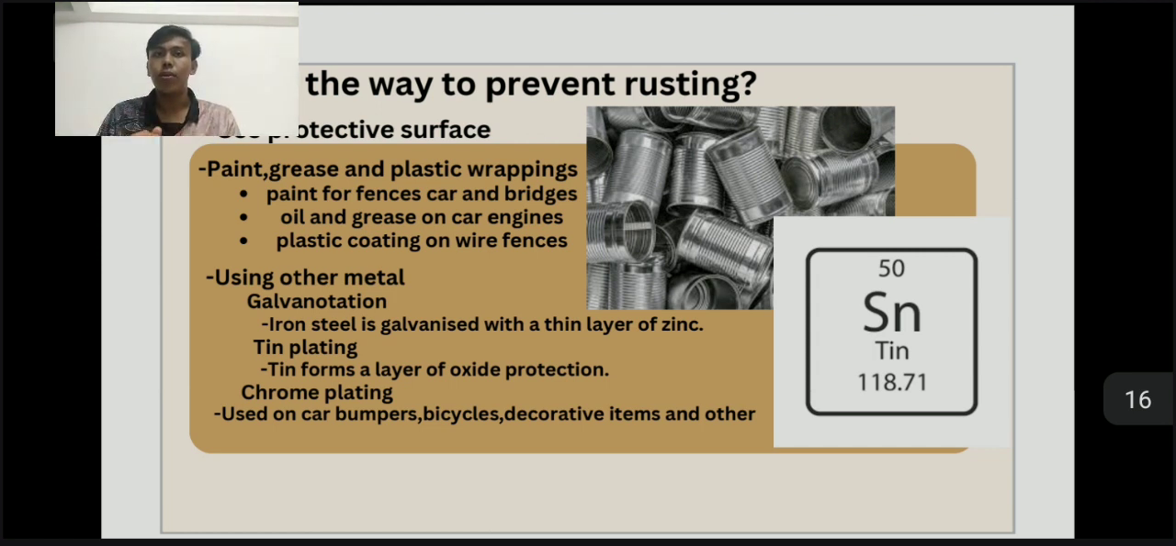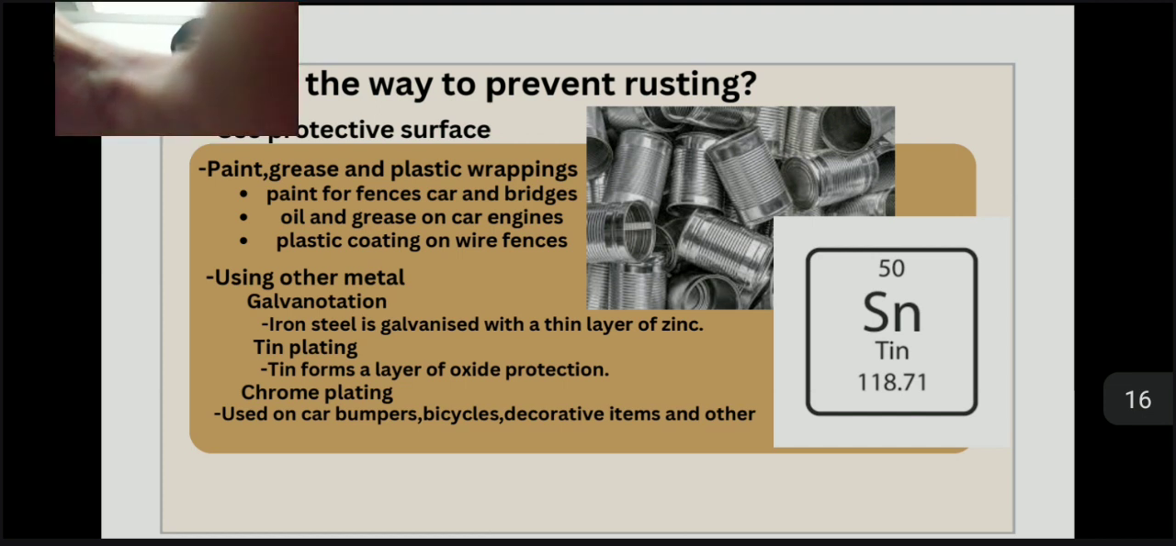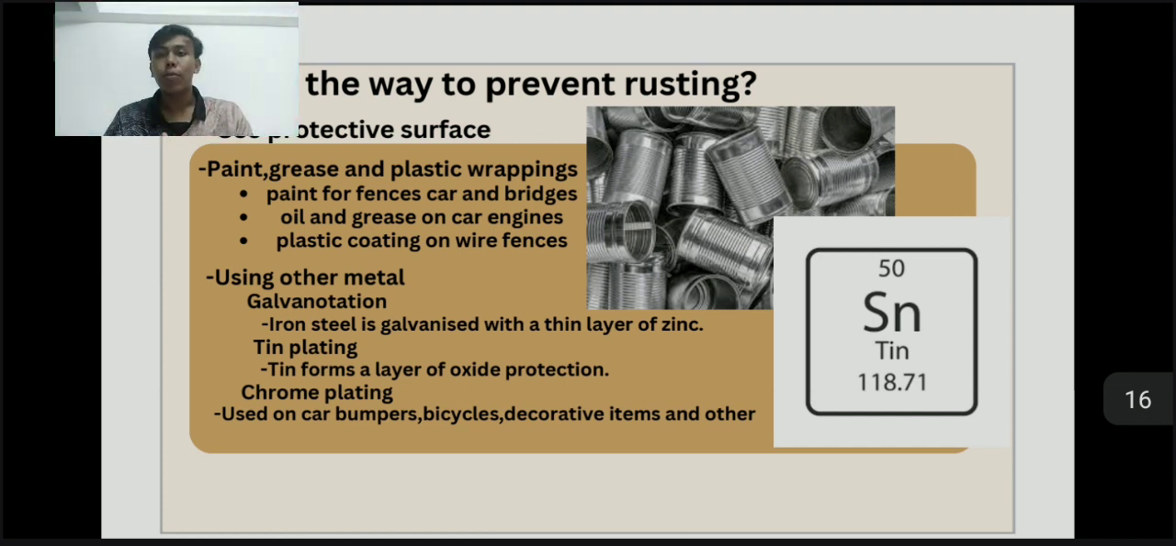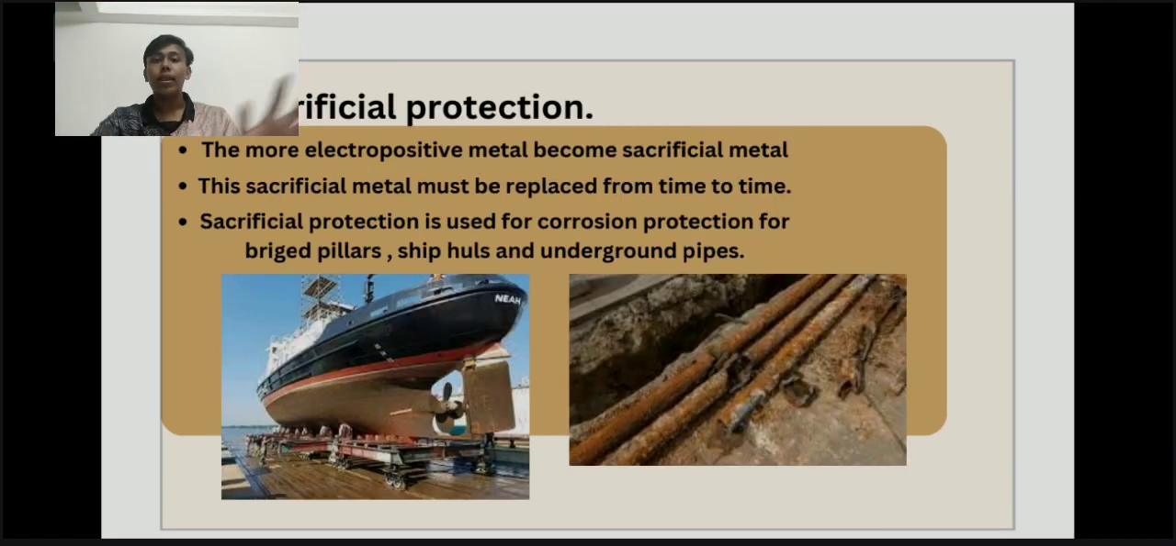The term we use here, galvanization. Iron steel is galvanized with a thin layer of zinc. Tin plating, tin forms a layer of oxide protection. Chrome plating used on car bumpers, bicycles, and decorative items. Next, we have sacrificial protection.